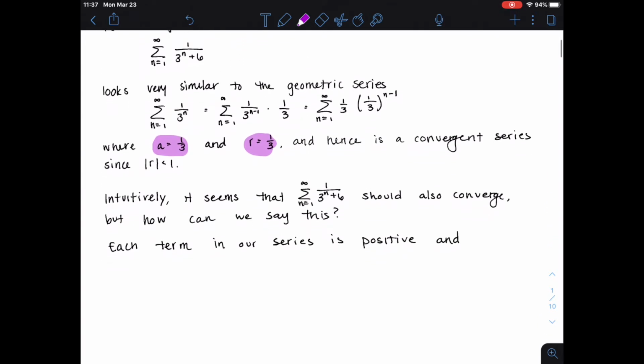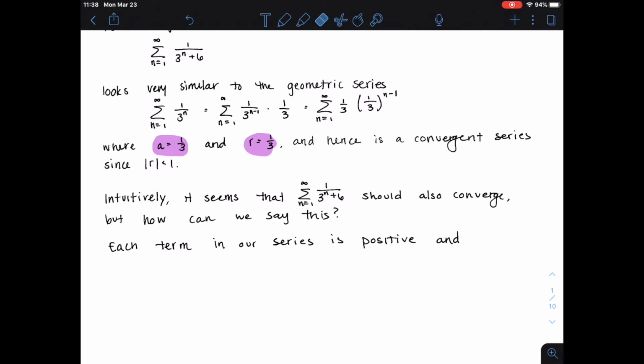So because of this, our series is very similar. Adding that plus 6 in the bottom shouldn't do a whole lot of change to it. It really just makes that denominator even smaller when n is larger. So intuitively, we should be able to see that our series converges, but how can we actually say it? So we want to compare our terms to this one we know is convergent.